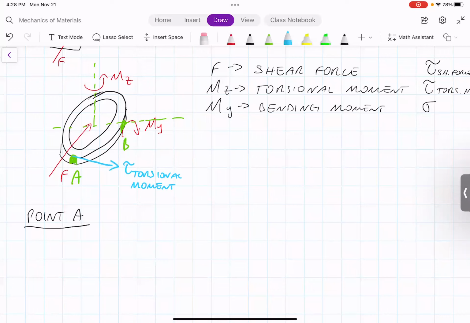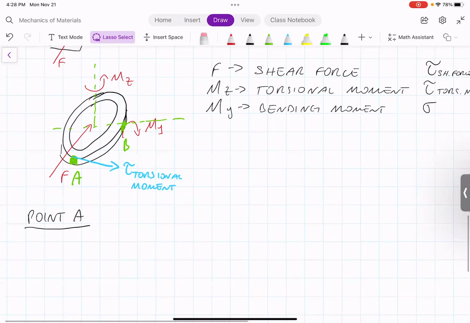Then we also have, at point A, the effect of the bending moment, because the bending moment is acting about this horizontal axis here. So the fibers that are on this side of the cross section are subjected to tension, and the fibers that are on this side are subjected to compression. So the other stress that we have at point A is this normal stress, which we can indicate with sigma.